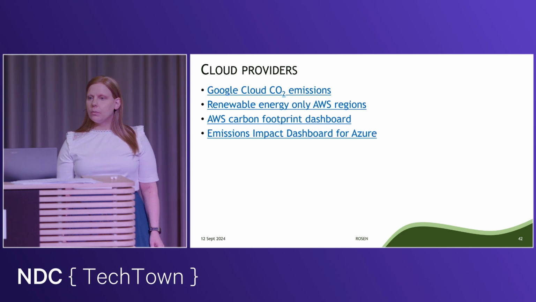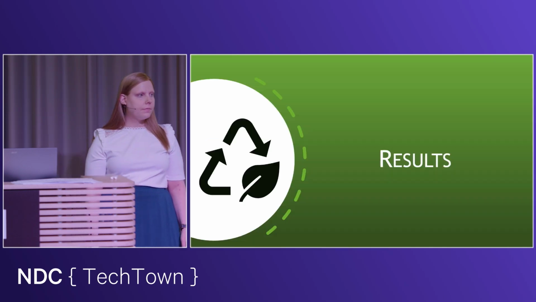Amazon releases a global carbon footprint and information of which of their regions run on 100% renewable energy. But no individual carbon intensity per region is given. Instead, you can access a dashboard with your personal CO2 information in your AWS account. Microsoft offers a dashboard for Power BI, which calculates and visualizes greenhouse gas emissions for your Azure cloud usage.